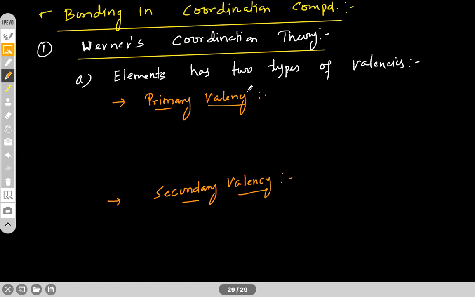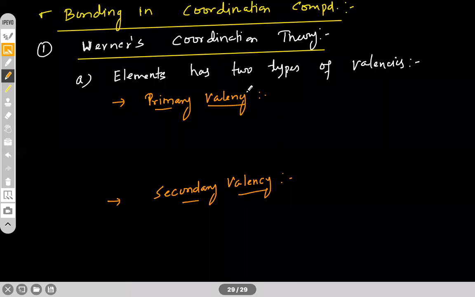What is the meaning of satisfied by? I'll discuss that in the last. First, you write down the notes. Satisfied by the neutral molecules or negative ions. Till now, you see the negative ion satisfies both kinds of valencies, primary as well as secondary.